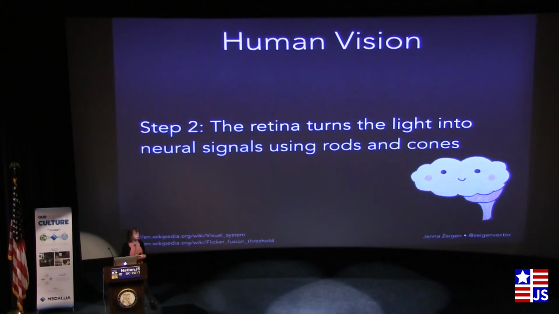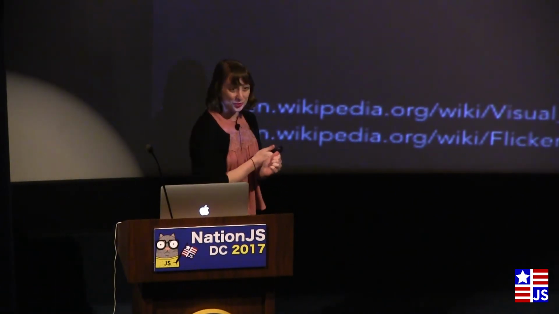Cones are primarily used to distinguish color and other features of the visual world at normal levels of light. And they have a high temporal resolution, so flickers above 60 hertz aren't detectable by them. So that is 60 frames per second. Sound familiar?